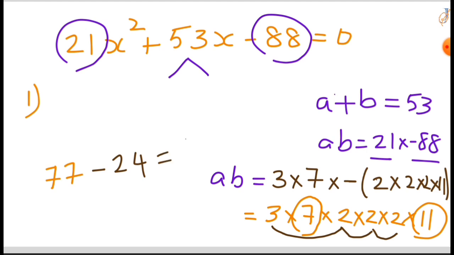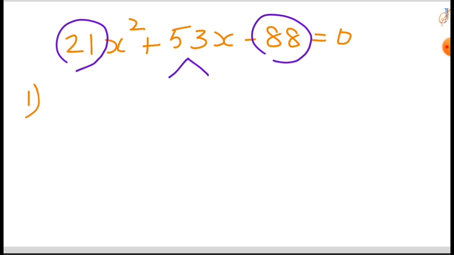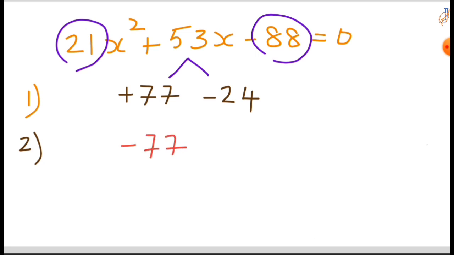So this is equal to 53. When you multiply these all, you will get the same product, 21 times 88. So let's take these two numbers: plus 77 and minus 24. Now the second step is to change the signs. For the 77 we have plus, we need to change it to minus 77, and this minus 24 we need to change to plus 24.